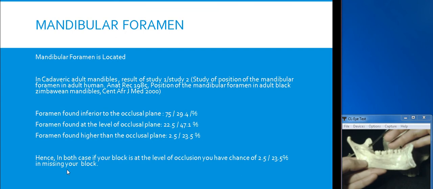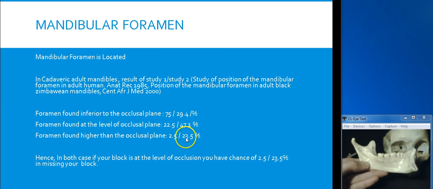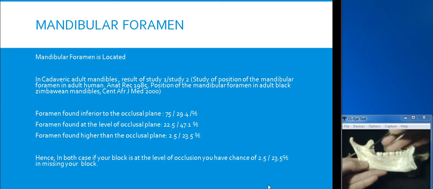This research shows, if you're looking at the data up front, that 2.5 to 23.5% of the time, you're going to have patients whose mandibular foramen is going to be above the occlusion plane. So for those patients, if you gave them the block right at the occlusion plane, you're going to miss it.